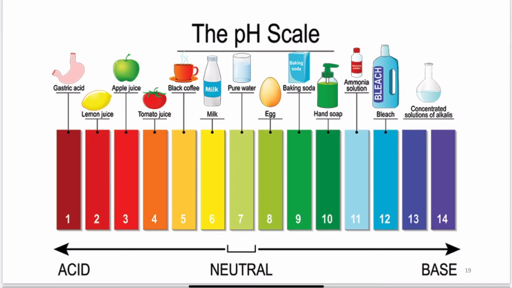We have neutral, which is a pH of 7. This is when the hydronium concentration equals the hydroxide concentration. Under acidic conditions, the hydronium concentration is greater than the hydroxide concentration. And under basic conditions, also known as alkaline, alkali or alkaline are just fancy words for base, for hydroxide. In these conditions, the hydronium concentration is less than the hydroxide concentration.